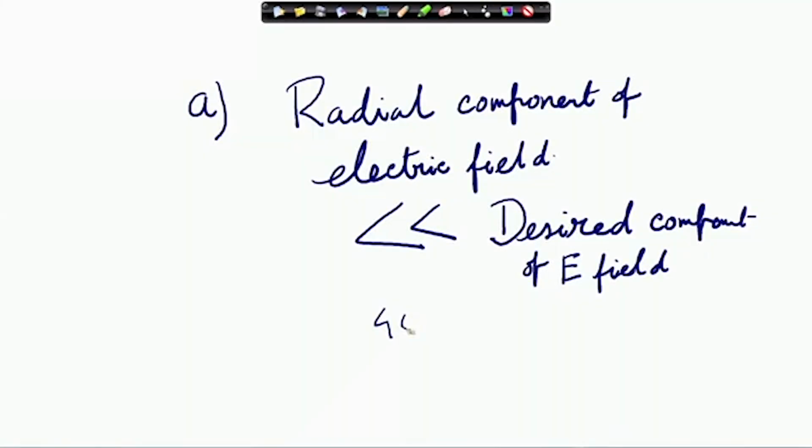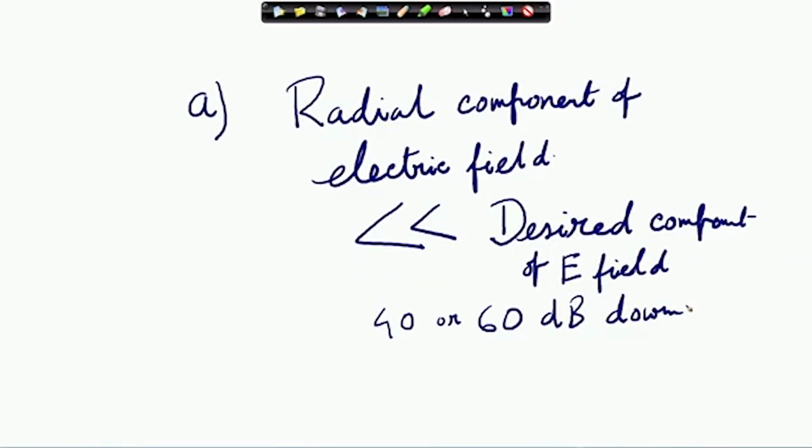Now, what do we mean by small? Usually we can say that for a good analysis, this radial component of the electric field should be 40 or 60 dB down than the desired component. So, 40 dB down in field terms means 1 by 100 times the radial component, and 60 dB means 1 by 1000 times. So, it becomes more and more stringent if we go up.